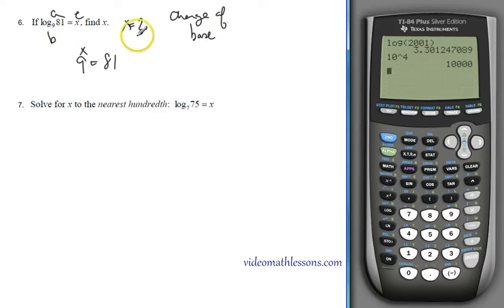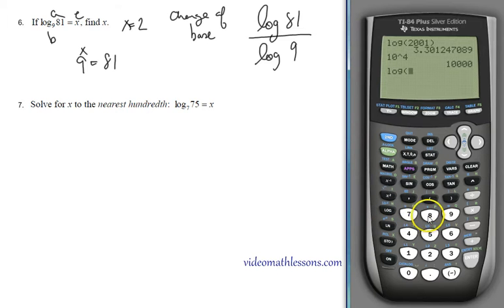Let's redo number 6. So now, what the change of base formula says is this. You take the log of the answer, log of the top, over log of the base, log of the bottom. Log of the top, log 81, over log of the bottom, log 9. I'm going to punch this in my calculator just to see. Make sure you close the parentheses, that's important. So it's log 81 divided by log 9. Hit enter, and we get 2, which is exactly what we had before.